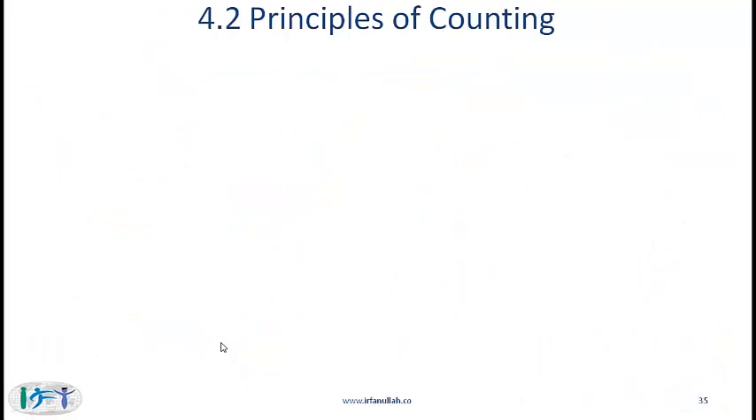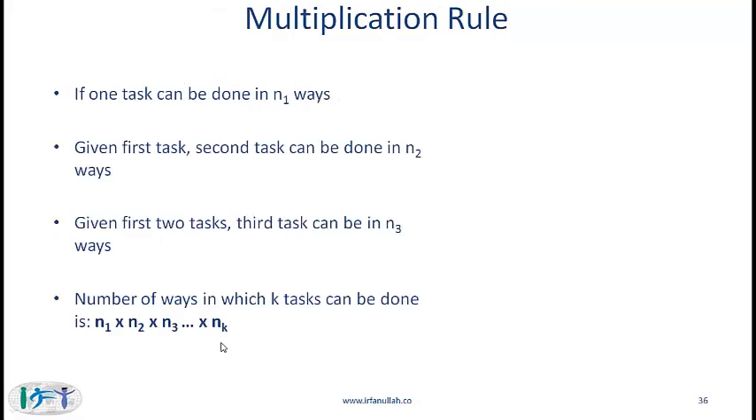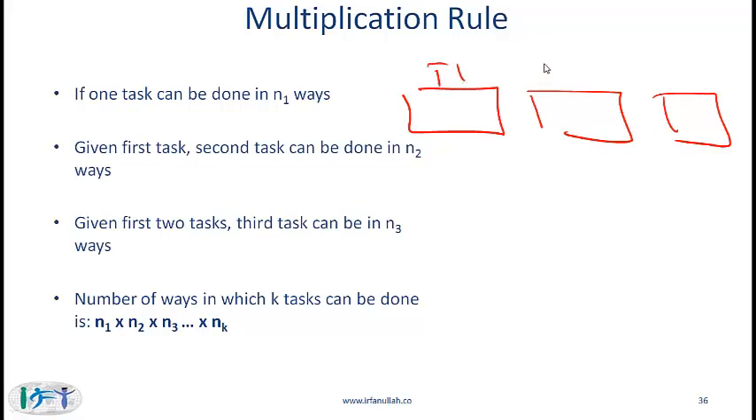Now we will talk about principles of counting, which are much simpler than Bayes' formula, and we will essentially talk about the multiplication rule, the factorial, labeling, combinations, and permutations. Let's first talk about the multiplication rule. Let's say that you have a process that consists of 3 different tasks. Task 1, task 2, and task 3.